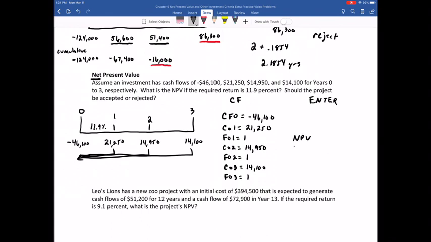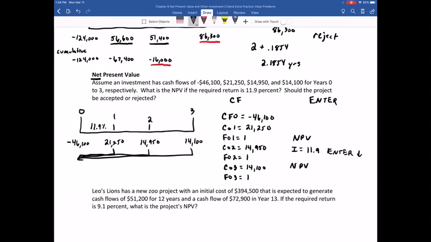When I hit the NPV button, I should see an I. That I represents your discount rate. So for our purposes, our required rate of return is 11.9%. So that is our discount rate. Once again, I have to hit enter to store this value. And then when I push down, you should see NPV, and it should be a blank value.